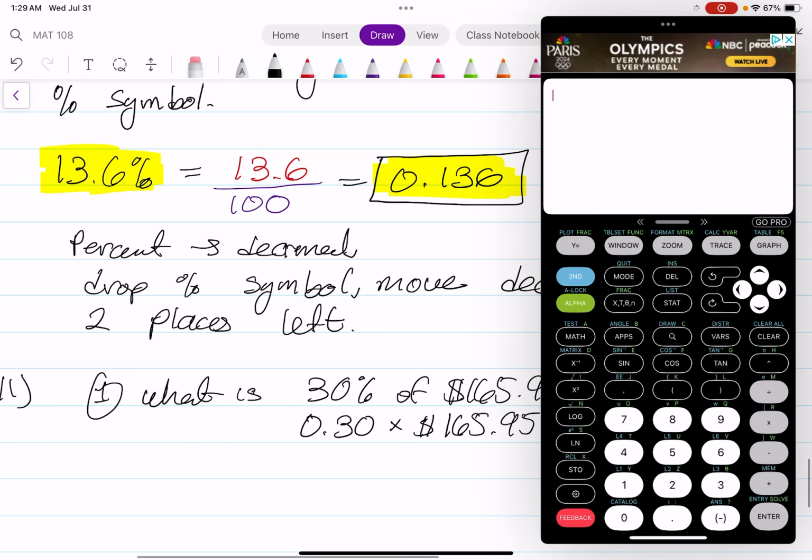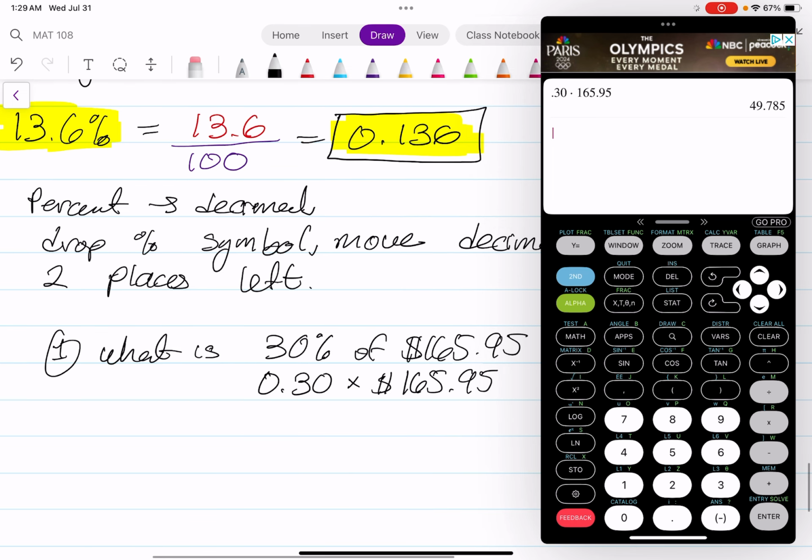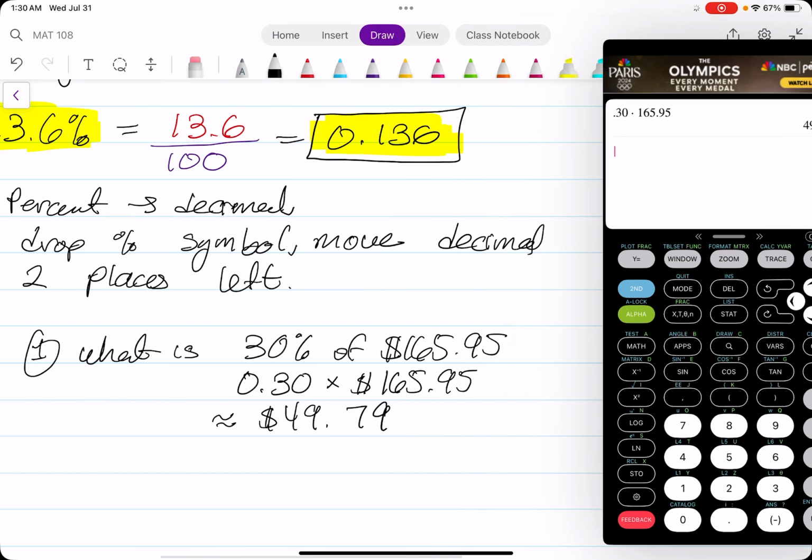Let's open up our calculator and multiply. So 0.30 times 165.95. Put 98 by accident. Let's delete that. And this is money, so I'm going to take two numbers after the decimal, and that's going to be $49.79. So 30% off really means that you're saving $49.79.